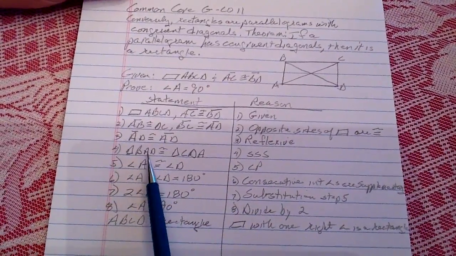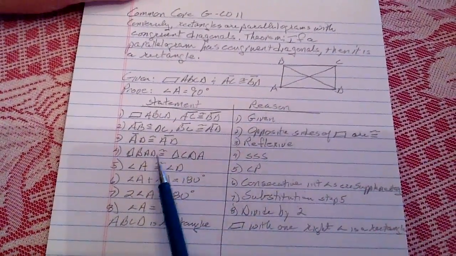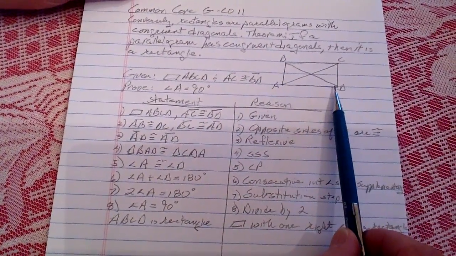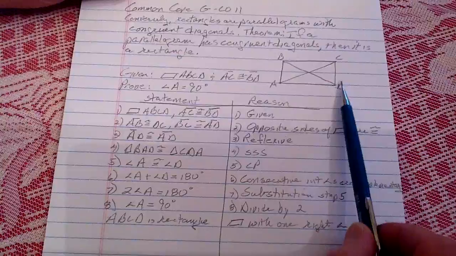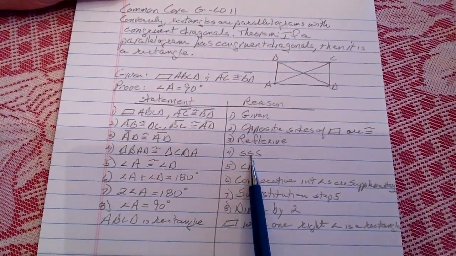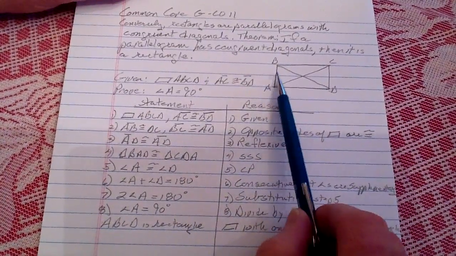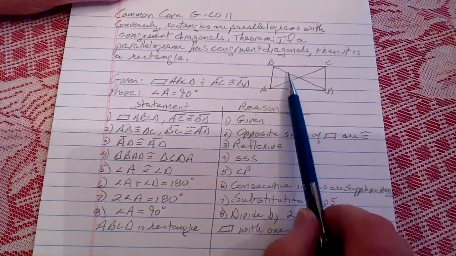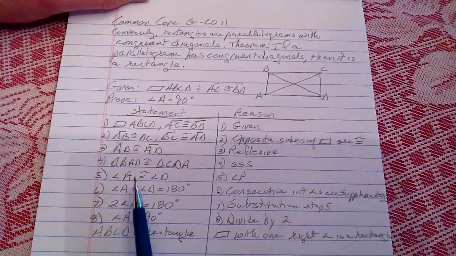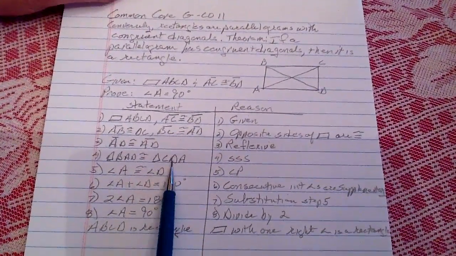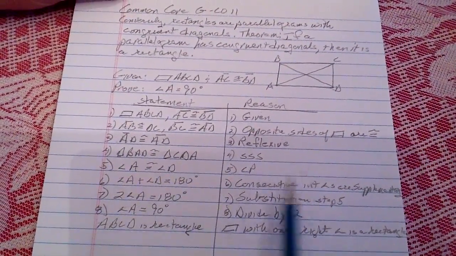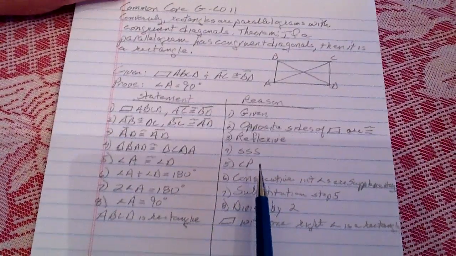Okay? From that, we can surmise that triangle BAD and triangle CDA are congruent because of side-side-side, since we've already proven this side, this side, this side, and of course these diagonals are congruent. From that, you notice the center angle of each one of these triangles, angles A and D, are congruent because they're corresponding parts.